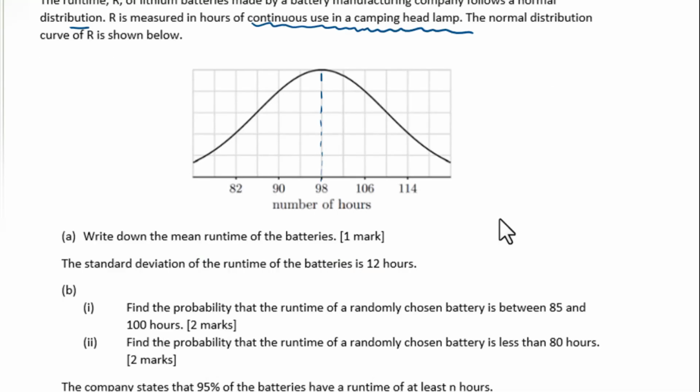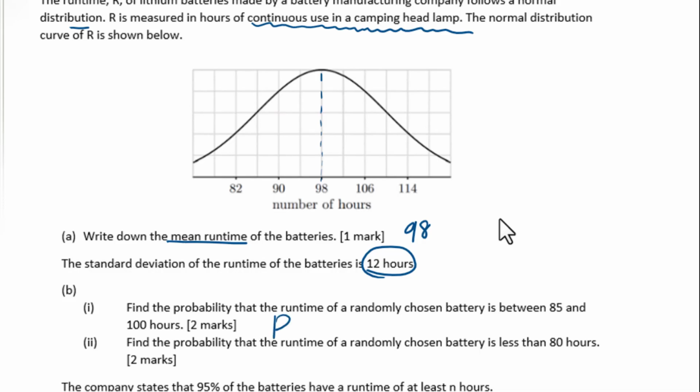The graph is symmetric about x equals 98, so 98 hours is the mean runtime. The standard deviation of runtime of the batteries is 12 hours. Find the probability that the runtime of a randomly chosen battery is between 85 and 100 hours.